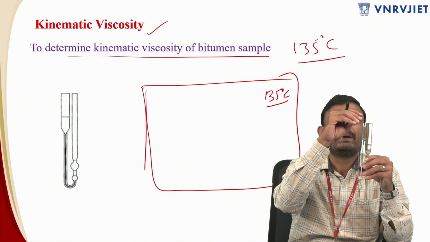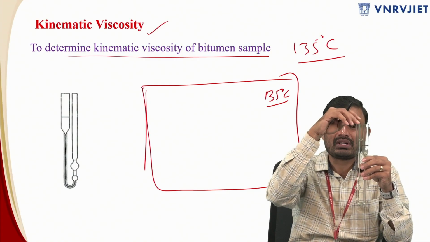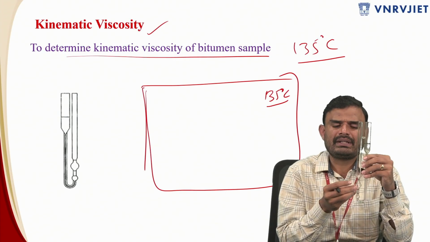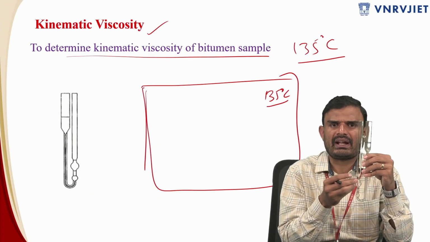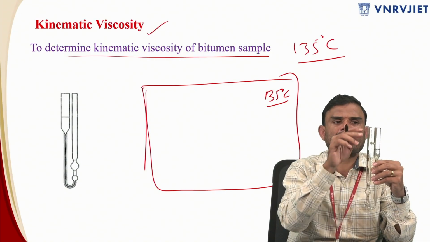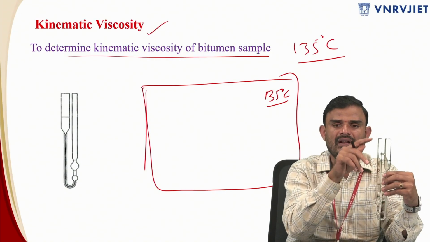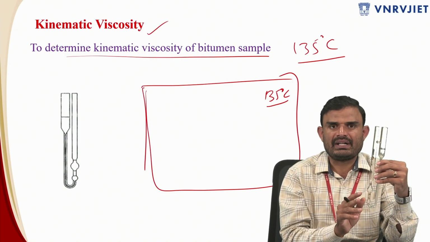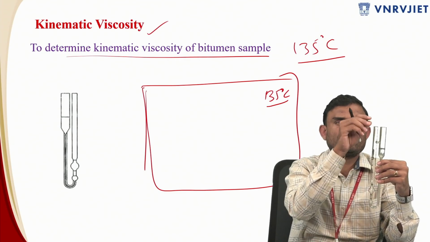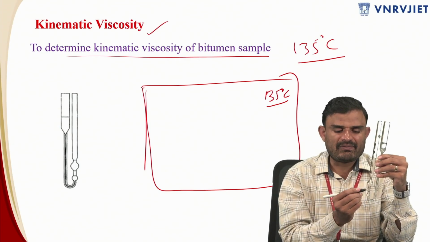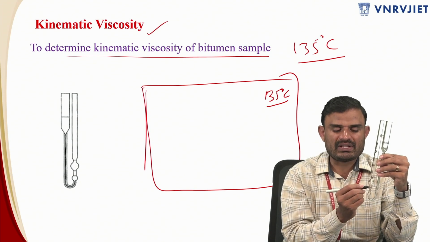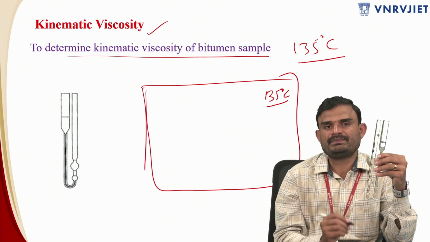Before that you have to close this entire portion with the cork. Why? Because at this 135 degrees centigrade, the bitumen can flow in the opposite direction against gravity. For that reason, you have to purposefully stop the flow of the bitumen. So you provide a cork at this condition and allow half an hour of conditioning. After that, you start noting the time taken by the bitumen. You remove the cork, then the bitumen will be flowing from the bottom of this bulb to the top of the same bulb.